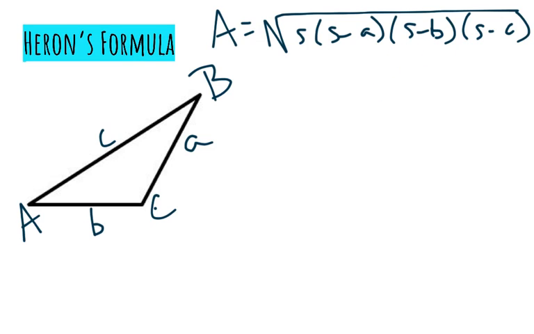So in Heron's formula, s is just half of the perimeter. So when it comes to the perimeter, we remember that perimeter is the distance all the way around something, or around this triangle in our example. So our perimeter is just going to be a plus b plus c, and then divided by 2 is what the s stands for in Heron's formula.